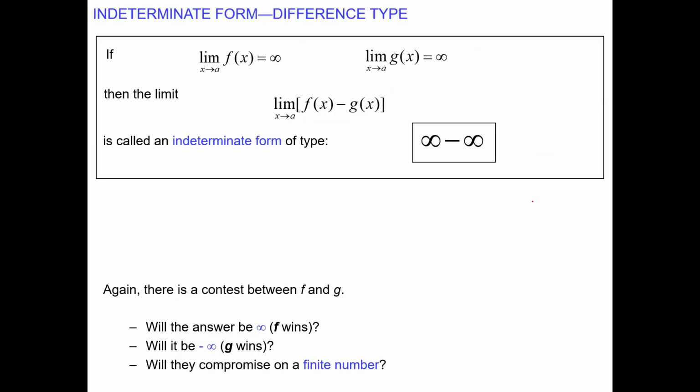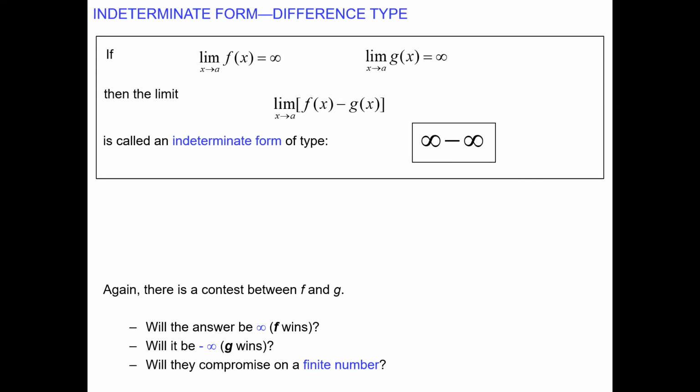Okay, another one for this session is infinity minus infinity. Both functions go to infinity, and we end up having a difference. It's the same constant battle, the same contest. If the first infinity is winning, it's infinity. If the second infinity is winning, it's negative infinity. If both of them compromise, then it will be a finite number.